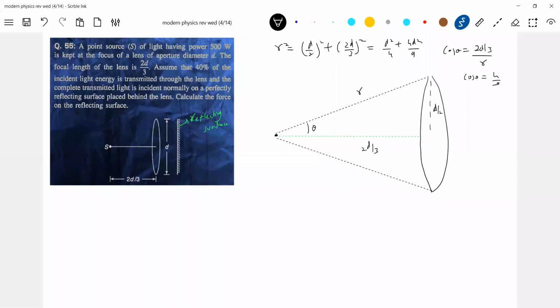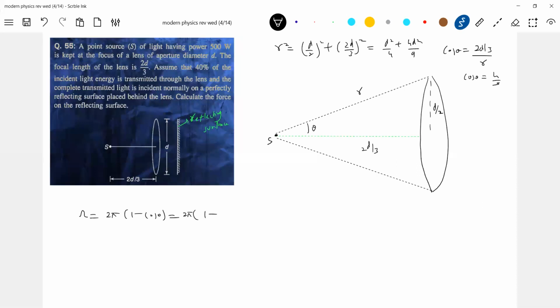Why are we finding cos theta? The total power emitted by the source will not all fall on the lens. Only a fraction of it will come. The total power emitted is 500 watt. Of that 500 watt, a fraction will go and be incident on the lens. So I'll calculate the power incident on the lens. For that, what is the solid angle? Solid angle will be 2 pi into 1 minus cos theta.